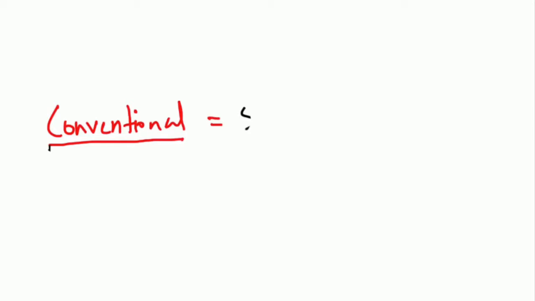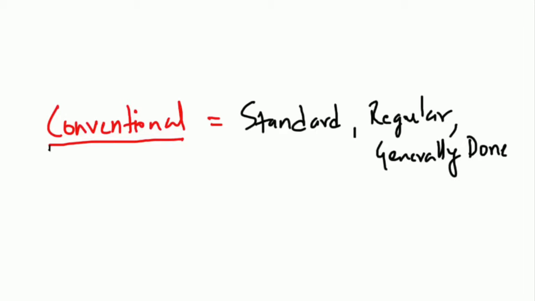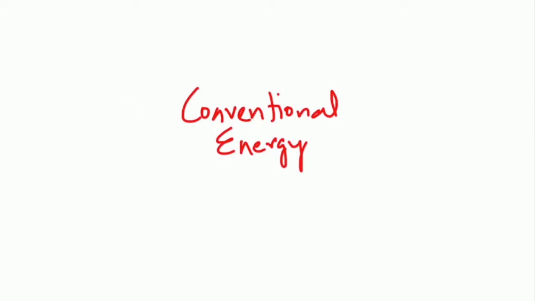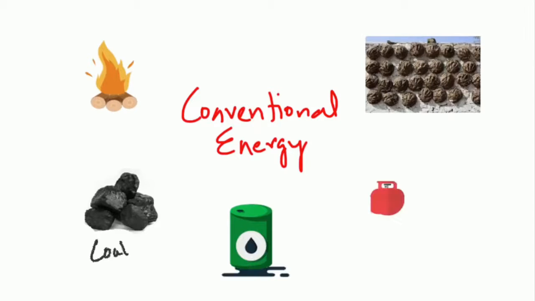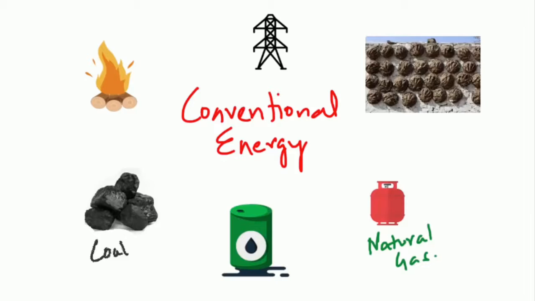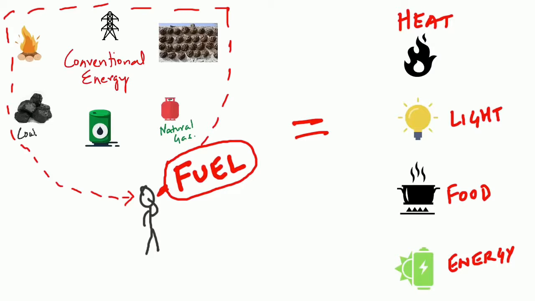The word conventional means standard, regular, or something that is generally done. If you look at the conventional energy sources like firewood, cow dung cake, coal, petroleum, natural gas, and electricity, these all have been in use as a source of energy from ages. It is widely accepted as a fuel to produce heat, light, food, and energy. So I hope you understand what is conventional energy now.